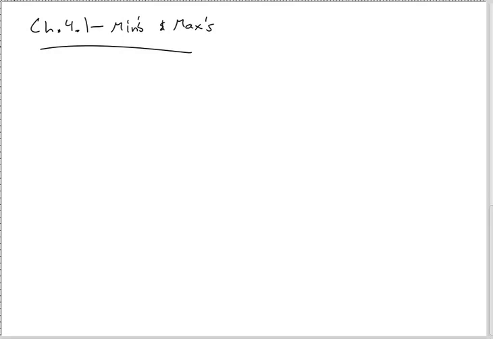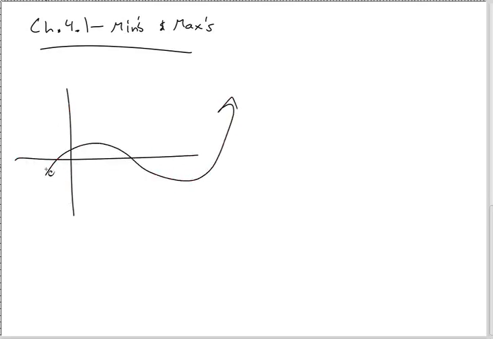Hello everyone, this is a video lecture for Calculus 1 section 4.1, Mins and Maxes. So what are they? First off, let's make a nice cubic function, and you can see right here we have a maximum, and right here we have a minimum.